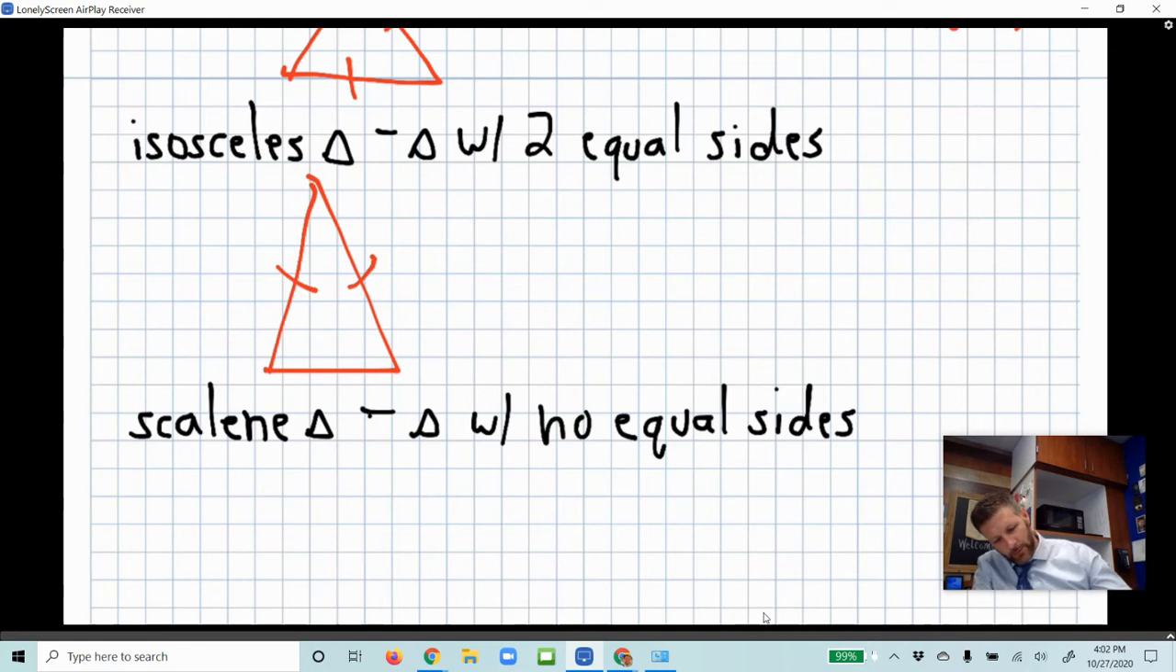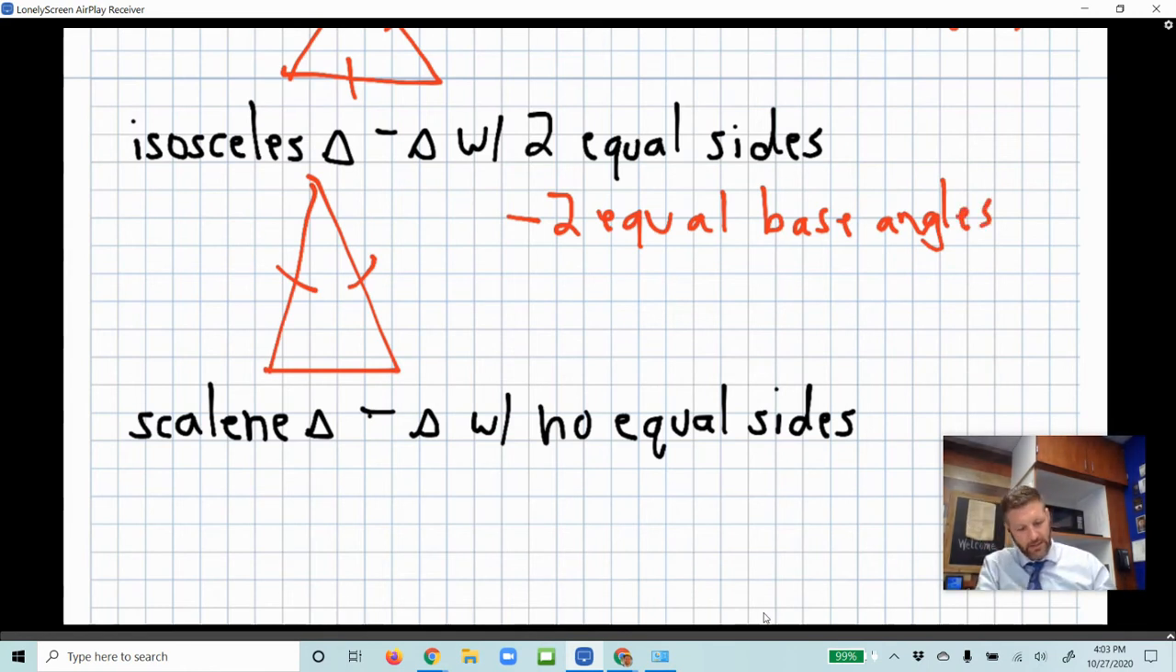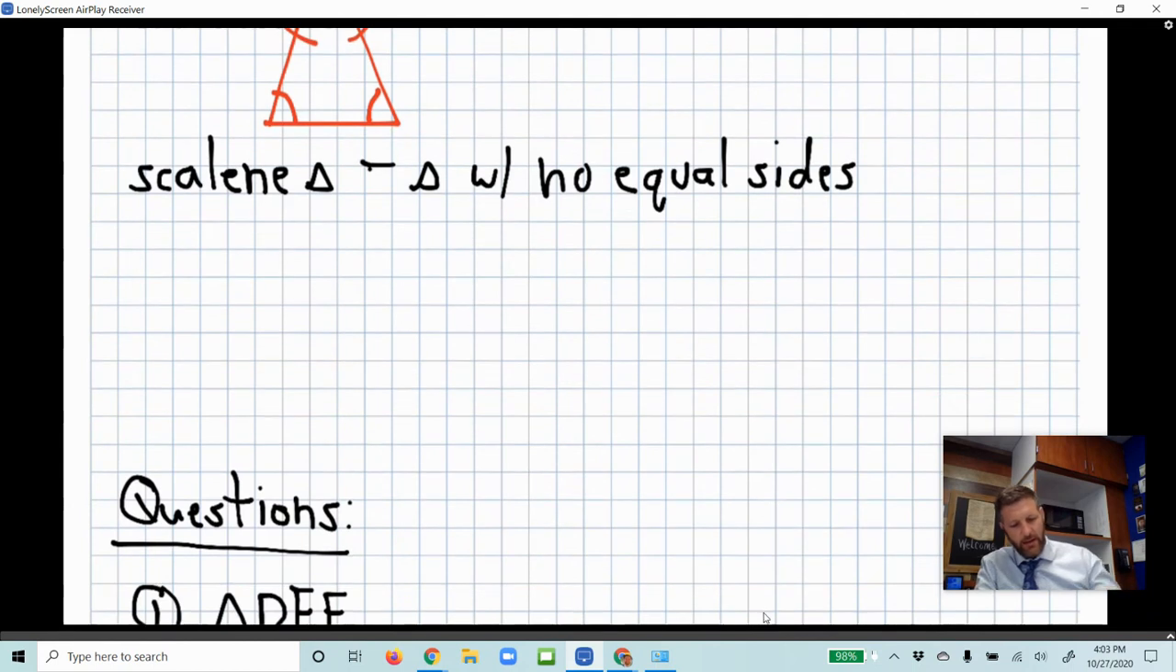Okay? I'm going to give you a little bonus fact here. That also means they have two equal base angles. What that means is that if I know those two sides are congruent, making an isosceles, I know that these angles down here, just the base angles, are also congruent. And we'll be using that more, but I want to start front loading that idea for you guys right now. Just like equilateral has all equal sides and all equal angles, isosceles with two equal sides also has two congruent angles.